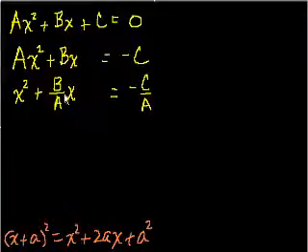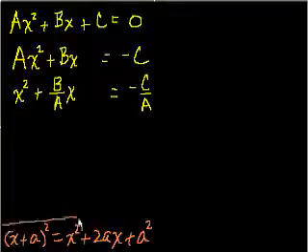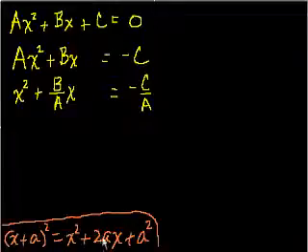And if you watch the completing the square video, this should be hopefully intuitive for you. What you do is you say, well, this b over a corresponds to the 2a term. So a is going to be half of this, right? It's going to be half of this coefficient. That would be the a. And then what I need to add is a squared. So I need to take half of this and then square it, and then add it to both sides.